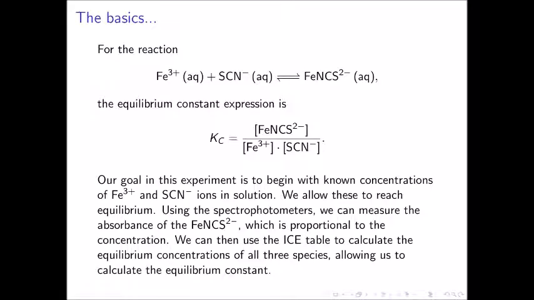The goal in this experiment is to begin with known concentrations of the iron 3 and thiocyanate ions in solution. We allow these to reach equilibrium. Then, using the spectrophotometer, we can measure the absorbance of the complex. This is proportional to the concentration of the complex. At this point, we can use the ICE table to calculate the equilibrium concentrations of all 3 species, allowing us then to calculate the equilibrium constant.